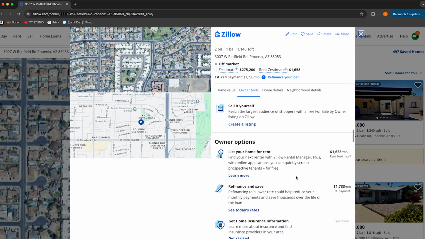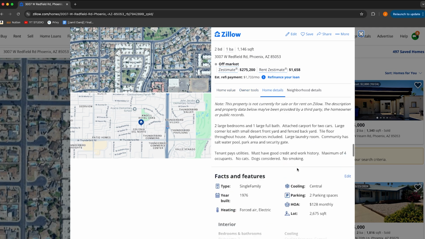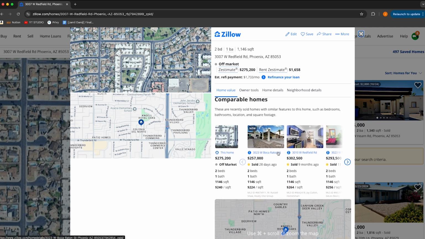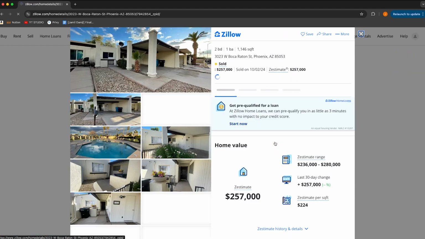So if I go up a little bit further here and I look at the quick comps that Zillow had provided, as we can see, these are all in the same complex. Now, we have a sale from 28 days ago at $257 for a 2-bed, 1-bath, 1146 square foot. This is a model match. That's like 20,000 less than our estimate.